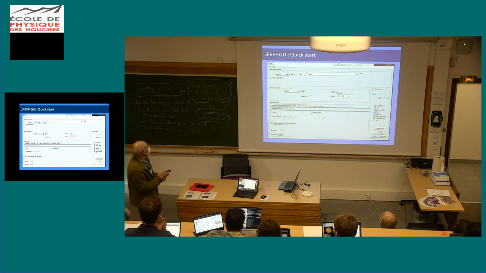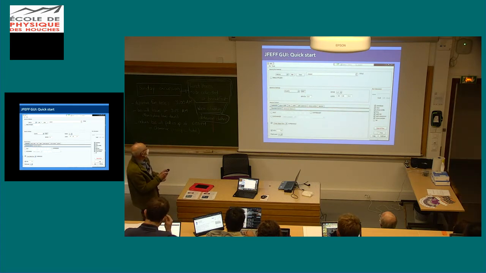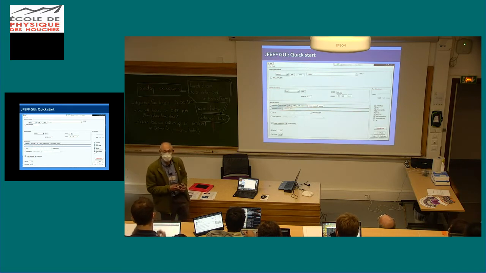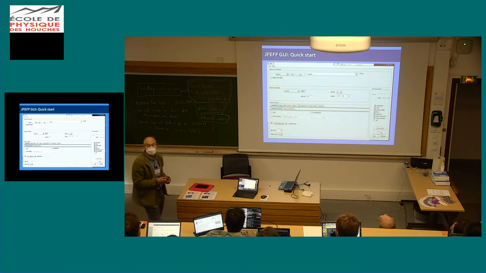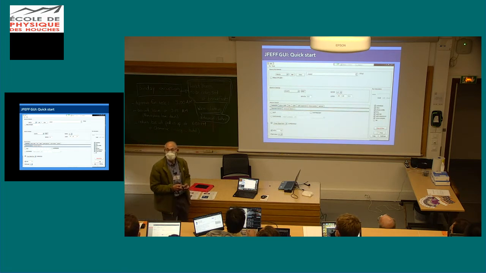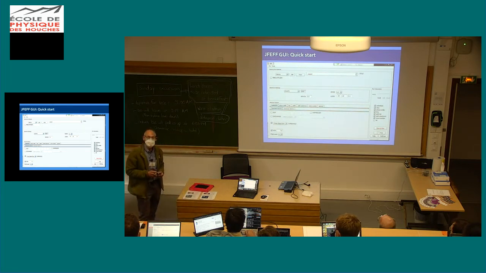So briefly, this is the structure. FEFF is a cluster code. It's done in real space. There's no periodicity used. Actually, there is a K-space module that runs CIF files, but the calculations are done in real space usually. And typically, about 100, 150 atoms are needed to get good convergence in XANES.